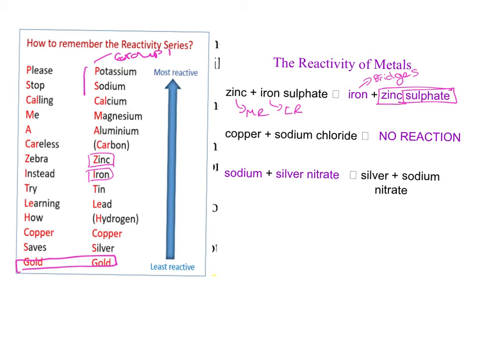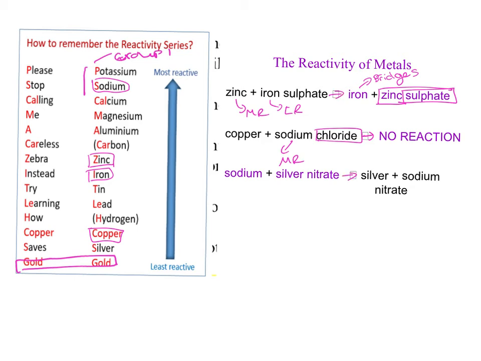Next up, you've got copper and sodium. Look, there's sodium. Copper's all the way down here. So sodium is more reactive. So copper will not be able to steal away that non-metal section. So there's no reaction. There should be arrows here, but something's happened.